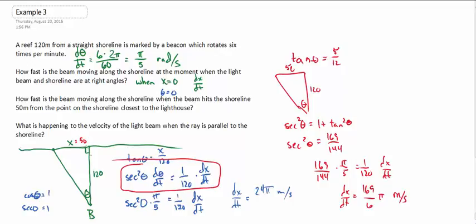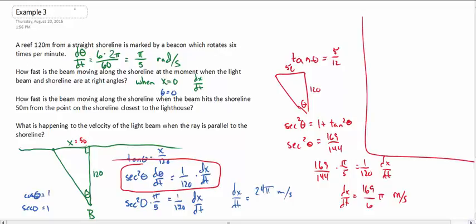What's happening to the velocity of the light when the ray is parallel to the shoreline? Okay, so this is going to take some thinking. It's not just immediately evident, I don't think. But if the beam is approaching parallel to the shoreline, that means that theta is approaching pi over 2. And if theta is approaching pi over 2, cosine theta is approaching 0. As we get closer to pi over 2, the cosine graph gets closer to 0.